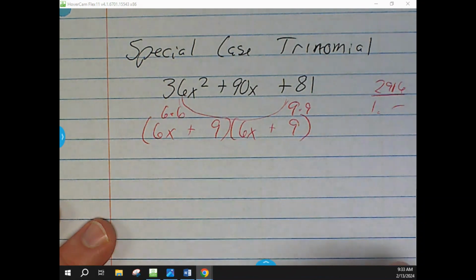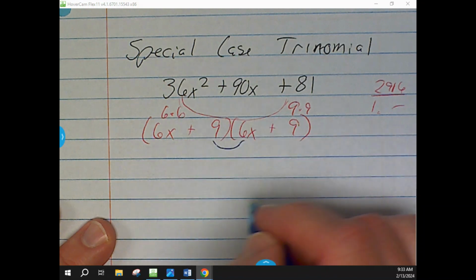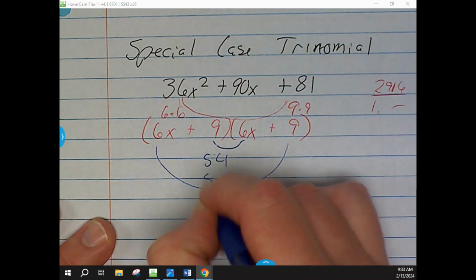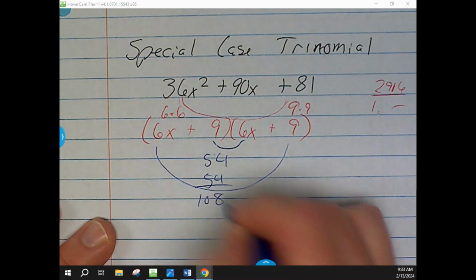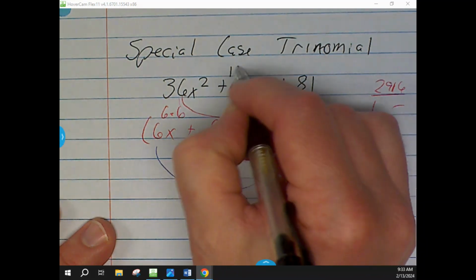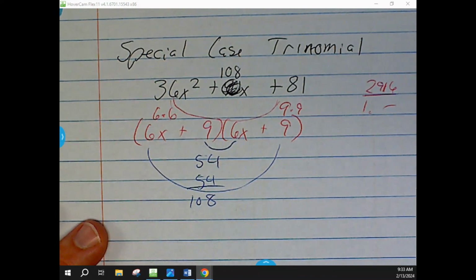Go ahead and do, oh wait, I may have put the wrong number in the middle. 6 times 9 is 54. I did put the wrong number in the middle. 6 times 9 is 54, so that's supposed to be 108. Oops, my bad. Change that number. I had something in my head and I wrote something down wrong. I was making this one up, and it popped in my head when I needed this case.